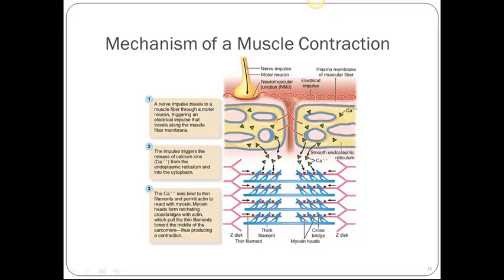The calcium ions bind to the thin filament, which is these little red things here, and permit actin to react with myosin. Myosin heads form ratcheting cross bridges with actin, which pull the thin filament towards the middle of the sarcomere. So this whole thing here is a sarcomere, and these thin red lines are being pulled together by the myosin, thus producing a contraction.